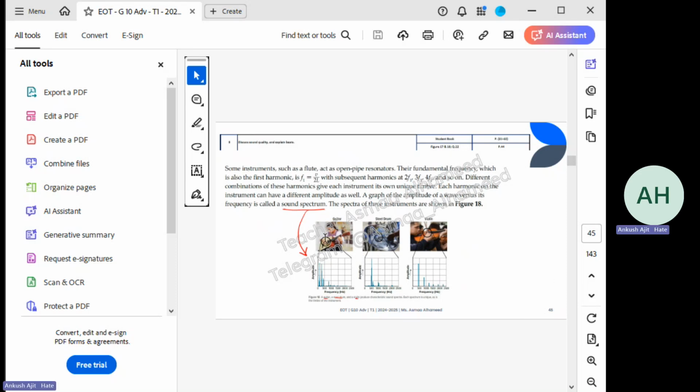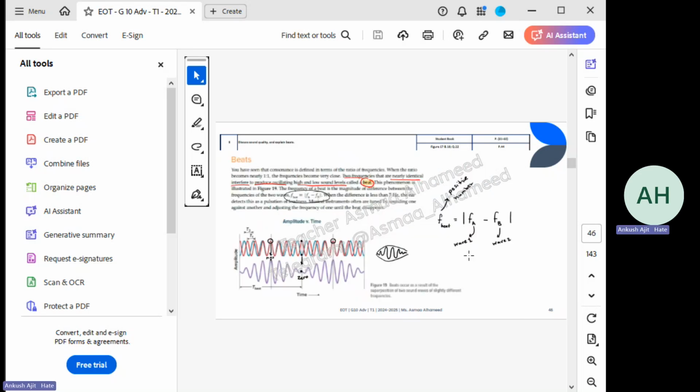These are the instruments. This is the same thing what we have done. Okay, beat. This is a very important question they ask: find the beat frequency. So beat frequency will be FA minus FB. FA is wave 1 and FB is wave 2. So the difference between the waves will give you the beat frequency. Okay, very simple. Beat frequency sums will definitely be coming.